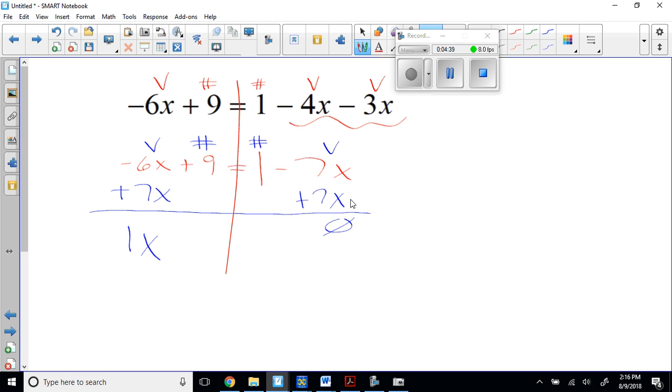All right, what do I do with my 9? Nope, my 9 comes straight down. Remember, I'm just taking care of my 7x right now, right? And my 1 comes straight down here, and that's 0, right? All right, have you seen a problem like this before?